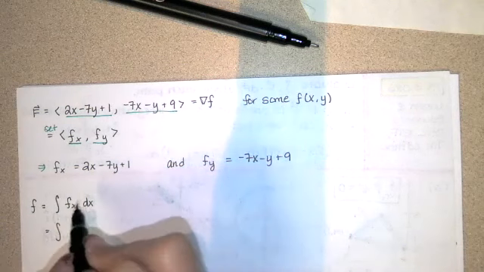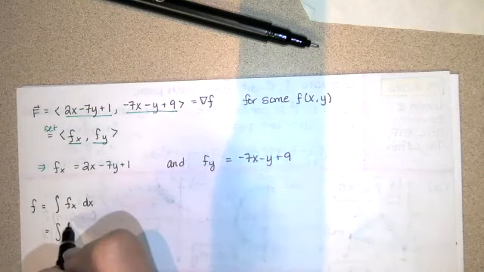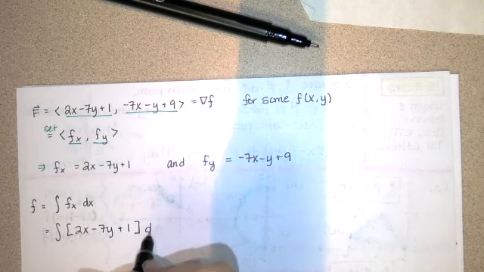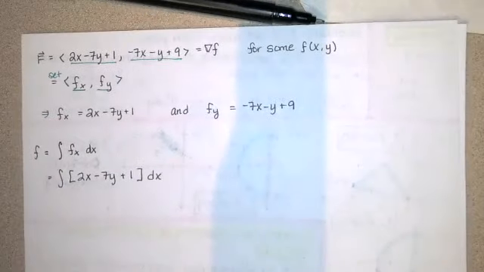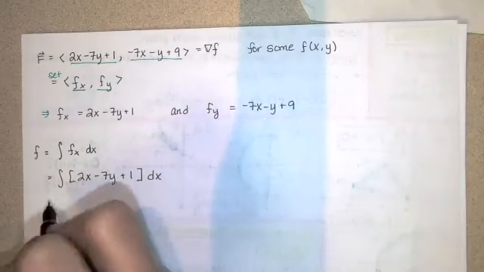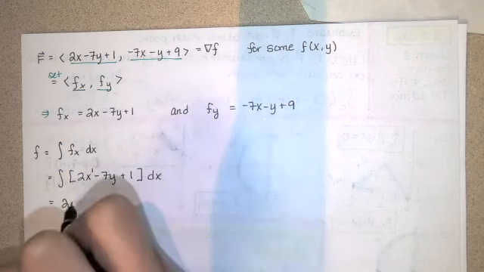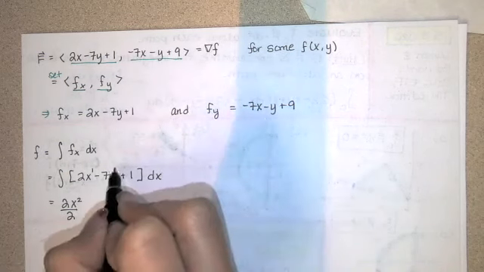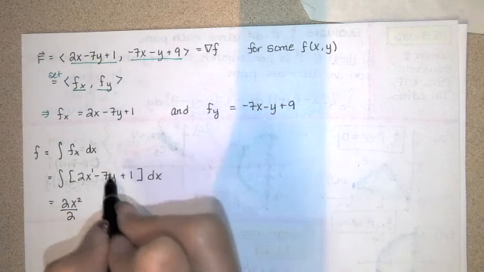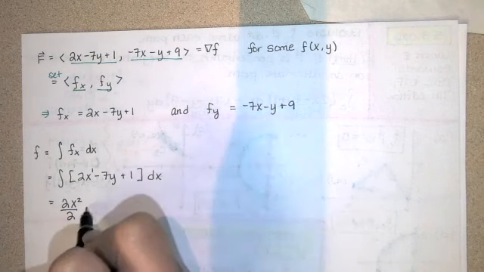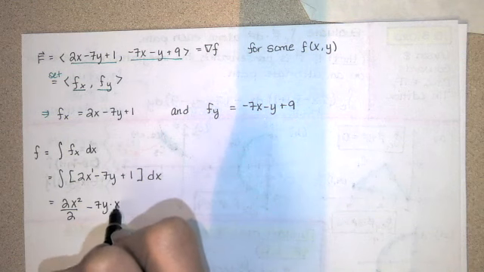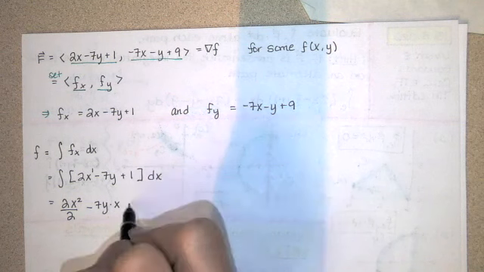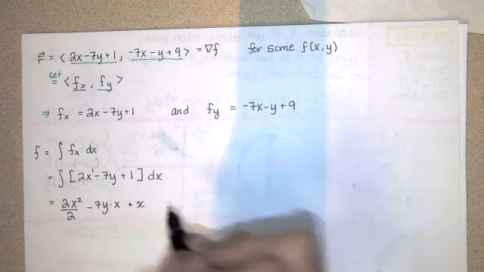So the partial derivative of f with respect to x is the x component of our field. So we'll write that down. And then we will anti-differentiate with respect to x, treating y as a constant. So we bring our 2 down, use the power rule here, add 1 to the exponent, divide by the new exponent. Now this is a constant with respect to x. The antiderivative of a constant with respect to x is that constant times x. 1 is a constant with respect to x as well. The antiderivative of 1 with respect to x is that 1 times the x.